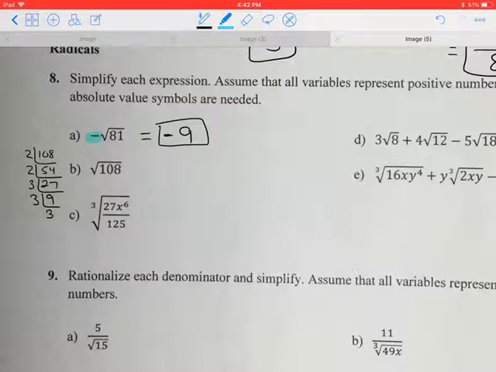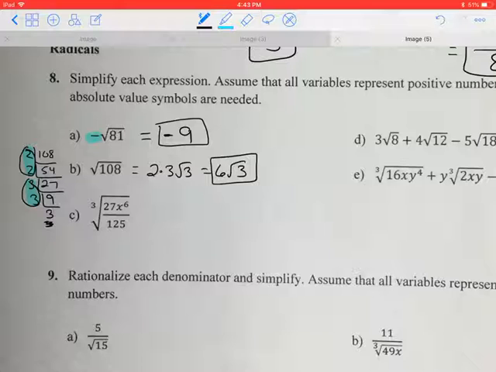Now remember, for a square root, we're looking for groups of 2. Okay, so what I'm seeing is a set of 2's are coming out. That's those 2's. A set of 3's. There's a 3. Anything that's left over stays underneath. So that gives us 6 square roots of 3.